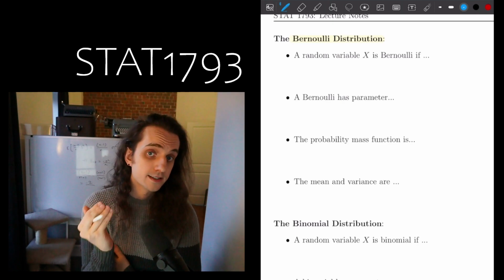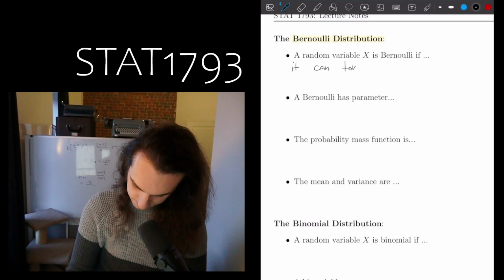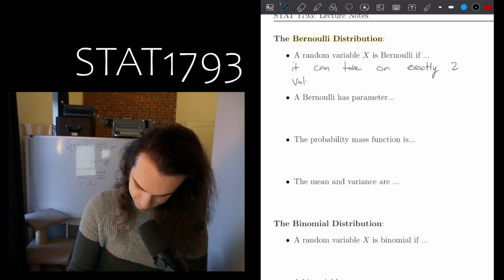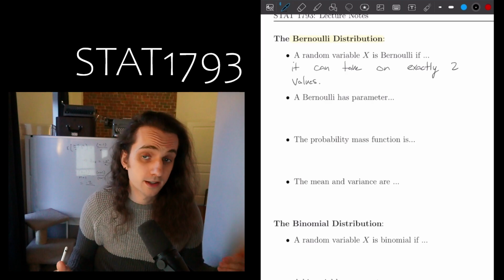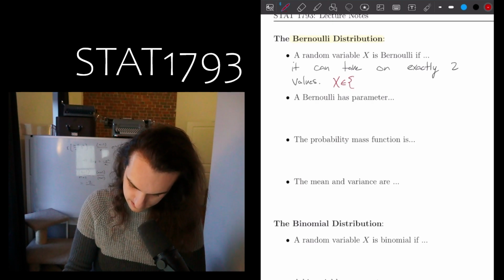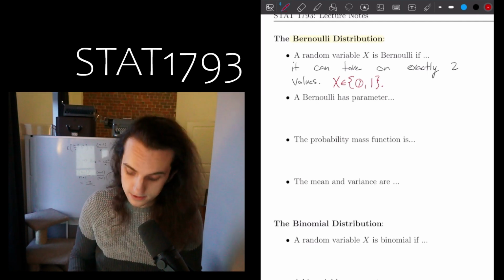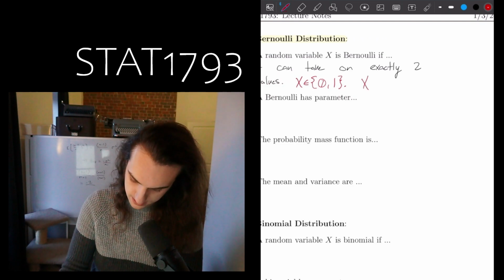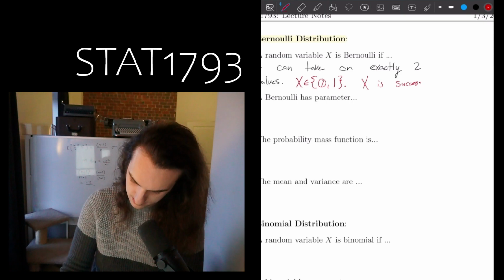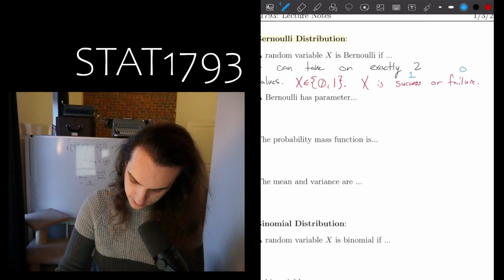So a random variable x is Bernoulli if it can take on exactly two values. So any random variable that takes on exactly two values is called Bernoulli. Now, almost always we say that x has to be in 0, 1, right? But the idea is that 0 and 1 can just be labels, right? So you might also see success, failure, right? So x is success or failure, right? And success and failure are going to depend on the exact situation. Normally, we're going to call a success a 1 and a failure a 0, right?